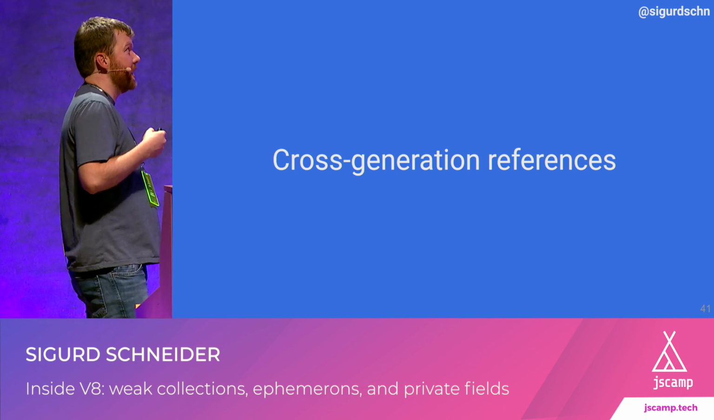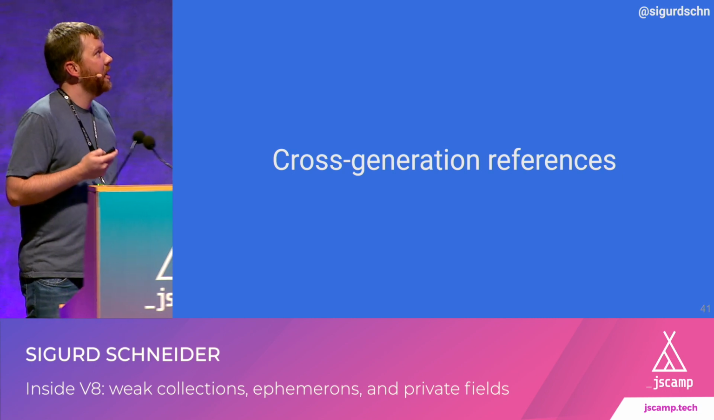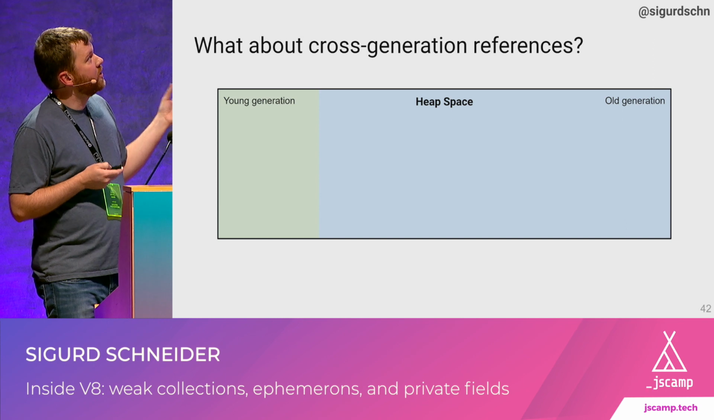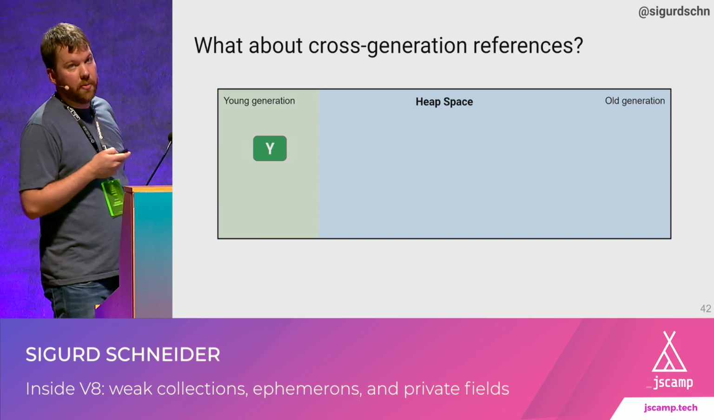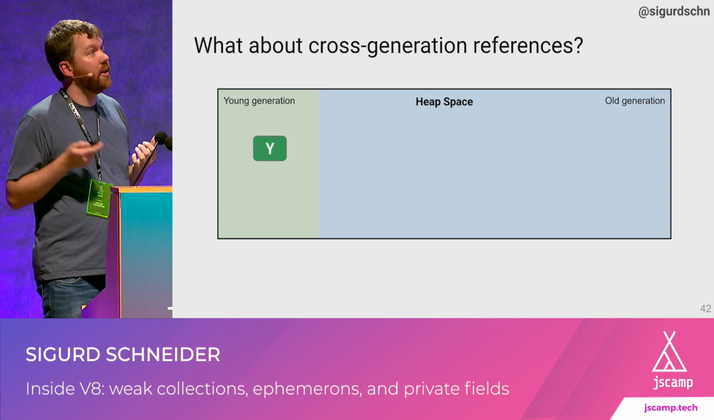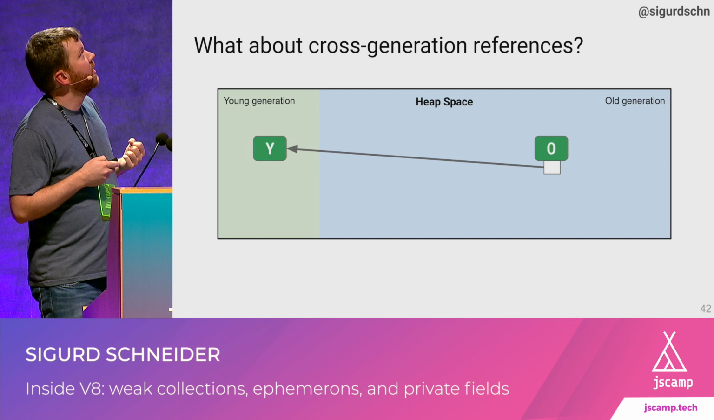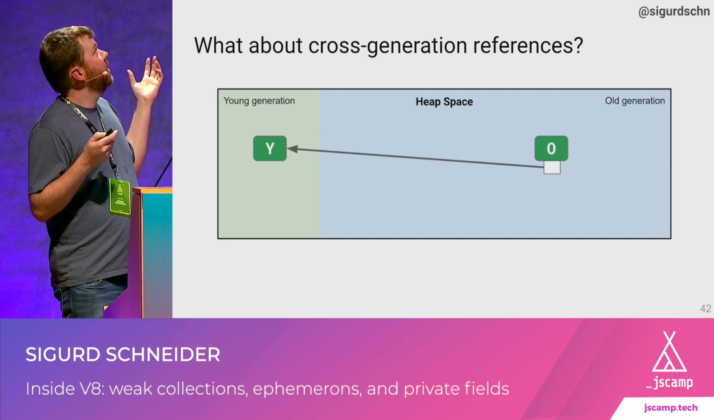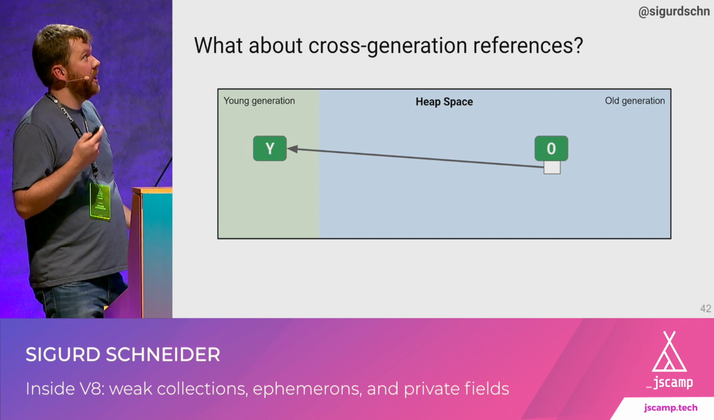Okay, so now that we understand how a generational garbage collector works, I can explain the problem of cross-generation references. So suppose you're doing a young space GC, and you see this object Y. You see no one pointing to it, and you think, I can clean it up. But what you don't know is that there is an object in old space that holds a reference to Y. And you wouldn't see this reference because you only searched for pointers to Y from the young generation. So clearly this doesn't work.